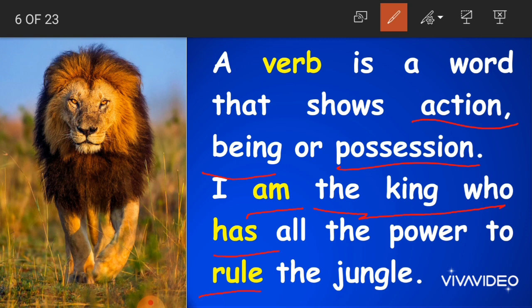Okay. Am here becomes a verb, because he is the king, that is or am becomes the verb. Who has, again, we call it a helping verb. Has. Rule. What is his work? What is his possession? His possession is to rule the jungle. He is the king of the jungle. He rules. He takes care of the jungle. Yes or no? So that's his work. So that is why rule here becomes the verb. Understood, children? A verb is a word that shows action, being or possession.